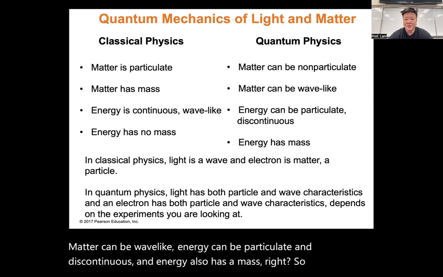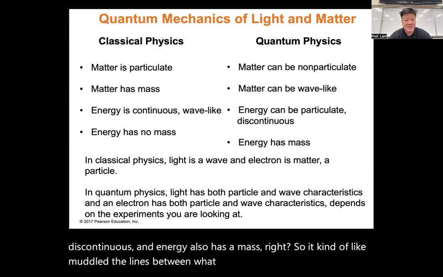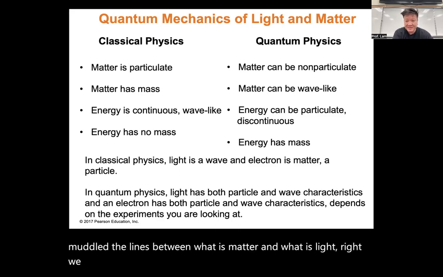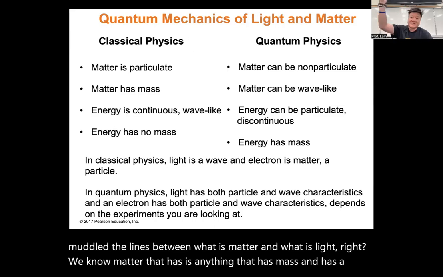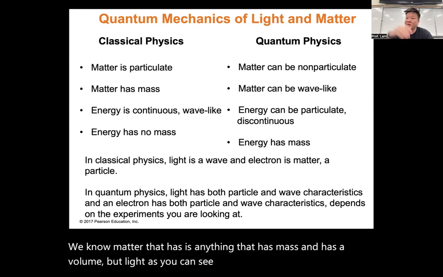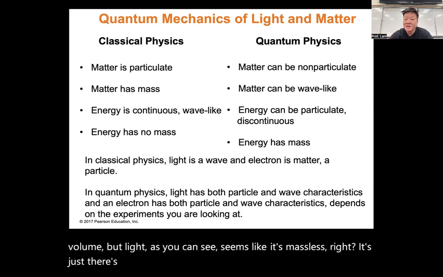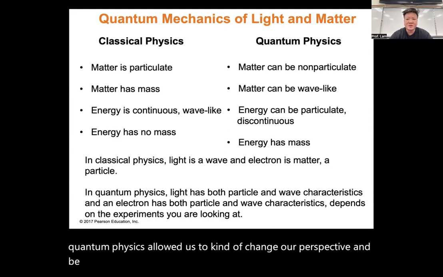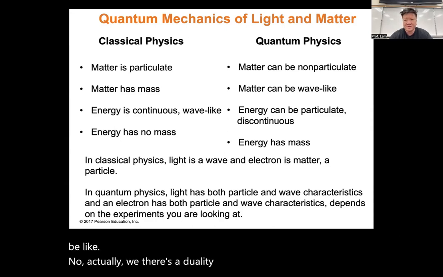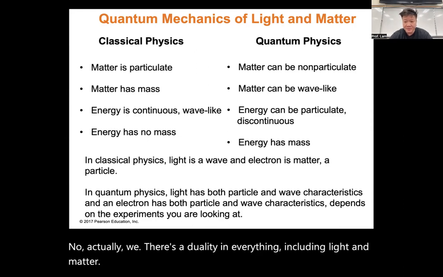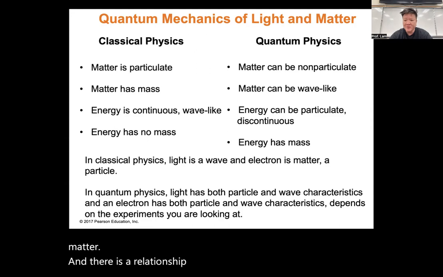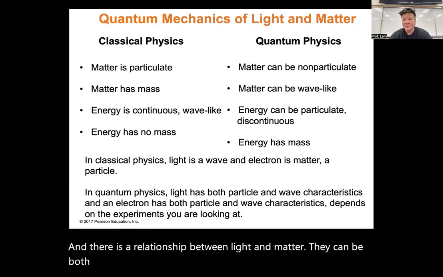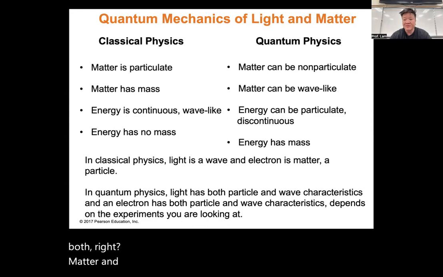So it kind of muddled the lines between what is matter and what is light, right? We know matter is anything that has mass and has a volume, but light, as you can see, seems like it's massless, right? It's just rays of light, and those are waves, right? So quantum physics allowed us to change our perspective and say, no, actually, there's a duality in everything, including light and matter, and there is a relationship between light and matter. They can be both, right? Matter and energy can have similar properties to each other.